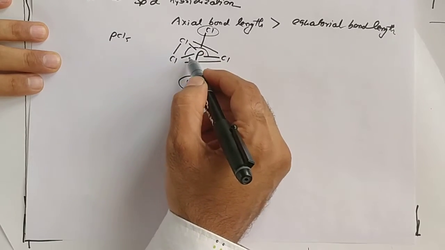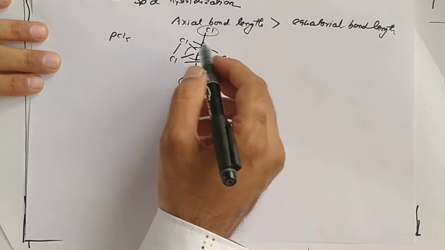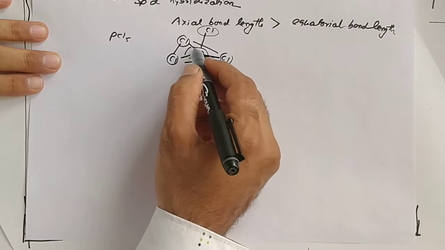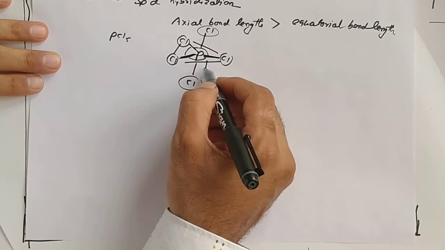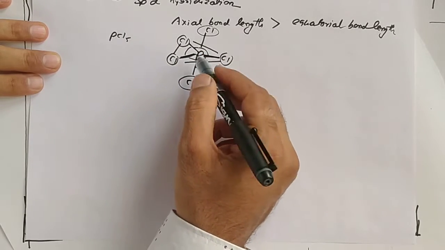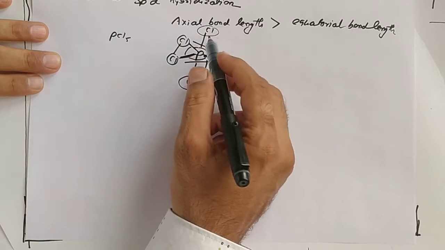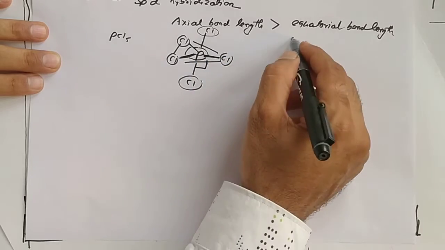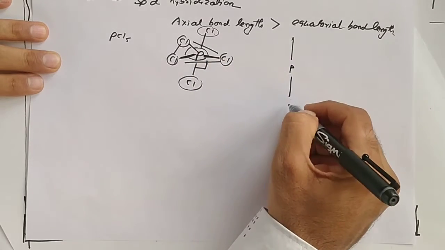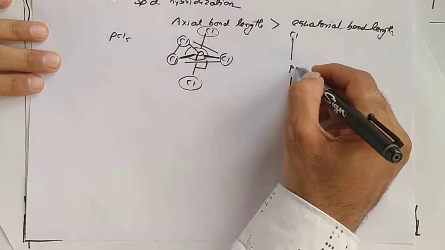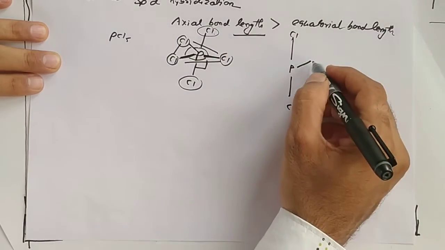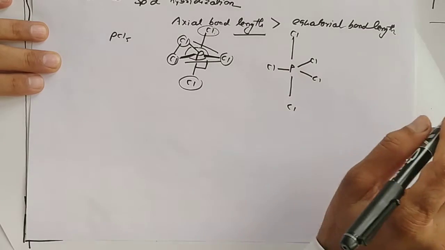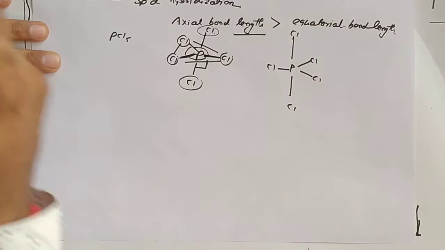Here the bond angle is 120 on the same plane, so repulsion is less between them. So the bond is short. Here the angle is 90. Repulsion is more of these 3 over 2, so the length is big. So the axial bond is bigger than the equatorial. Understood?